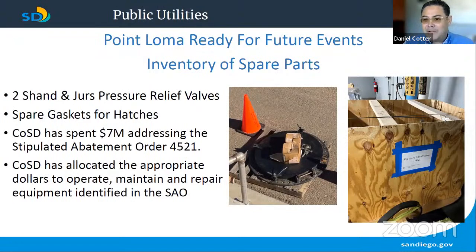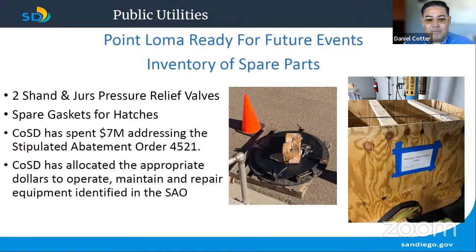I did not find a good picture. It actually looks better if I just take the picture of the box, because it's wrapped in plastic. So it had just been a PRV wrapped in plastic there. The box is there to show, and a hatch is also there. We do now have spare gaskets on hand at the plant.